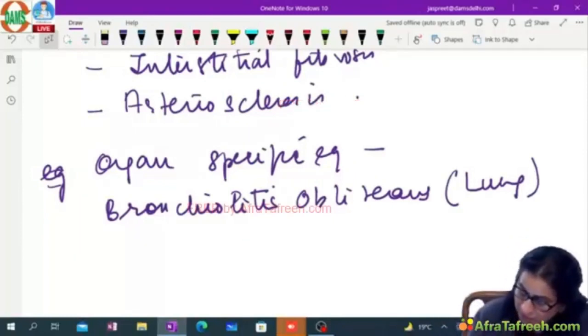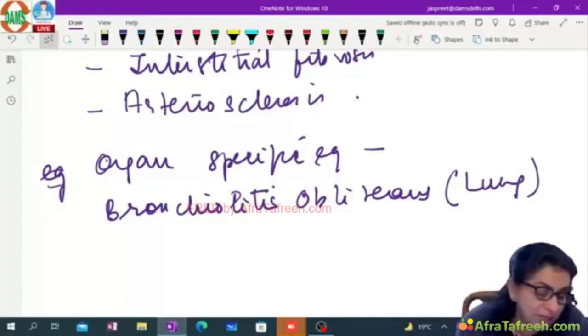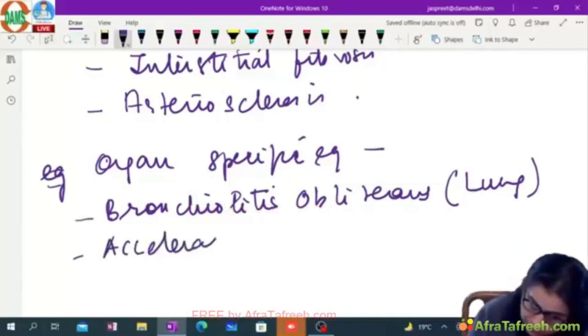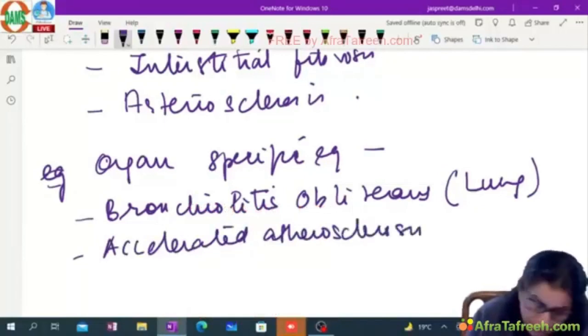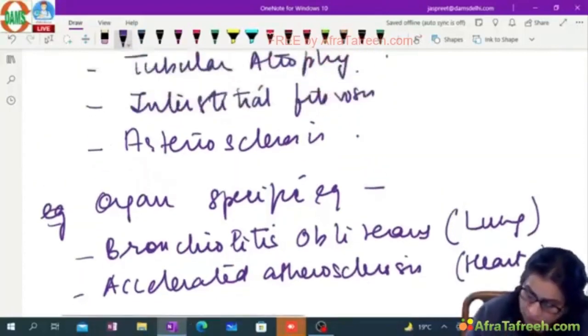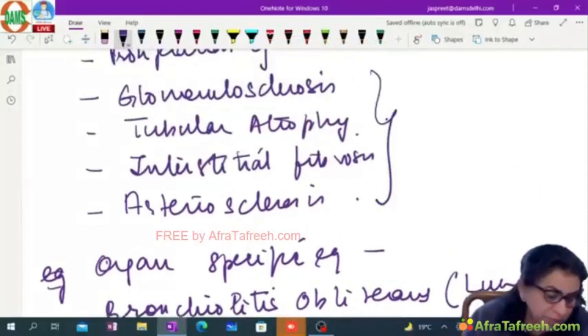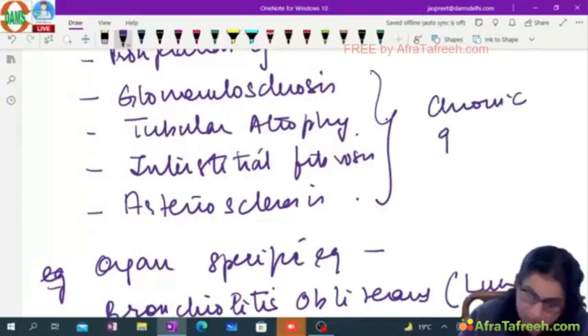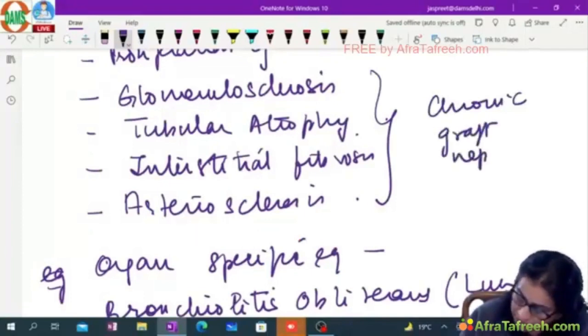Okay, so in lungs, organ-specific examples are, in lungs you have bronchiolitis obliterans. Then in the heart, accelerated atherosclerosis. Atherosclerosis in the heart vessels. Third, in case of kidney, the whole story that I have told you about kidney is called chronic graft nephropathy. So in kidney, you have chronic allograft nephropathy.